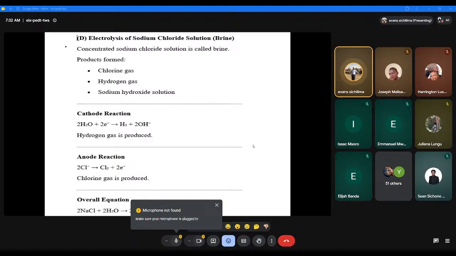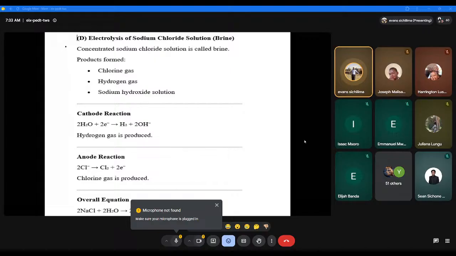So a concentrated sodium chloride solution is known as brine. The concentrated sodium chloride solution will give chlorine gas as one of the products, also hydrogen, and we have sodium hydroxide solution. So those will be the products. So this one, you need to know how to give the overall chemical reaction.